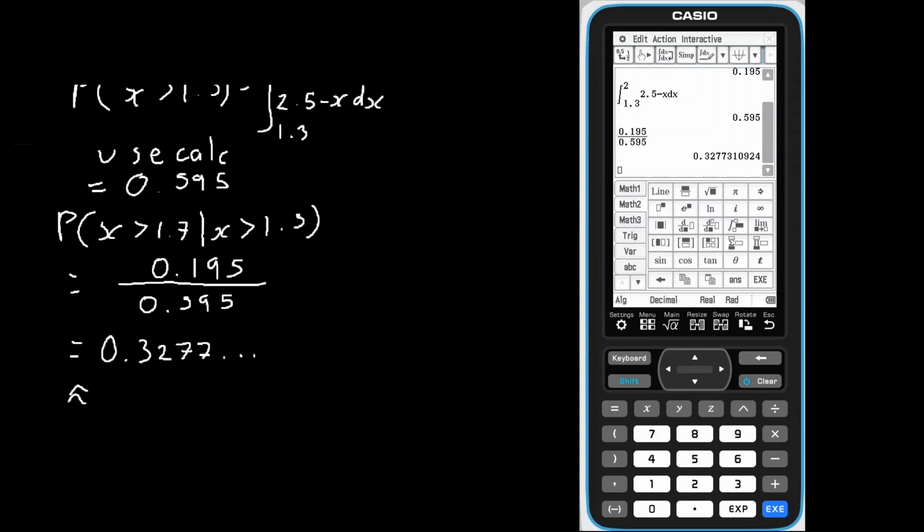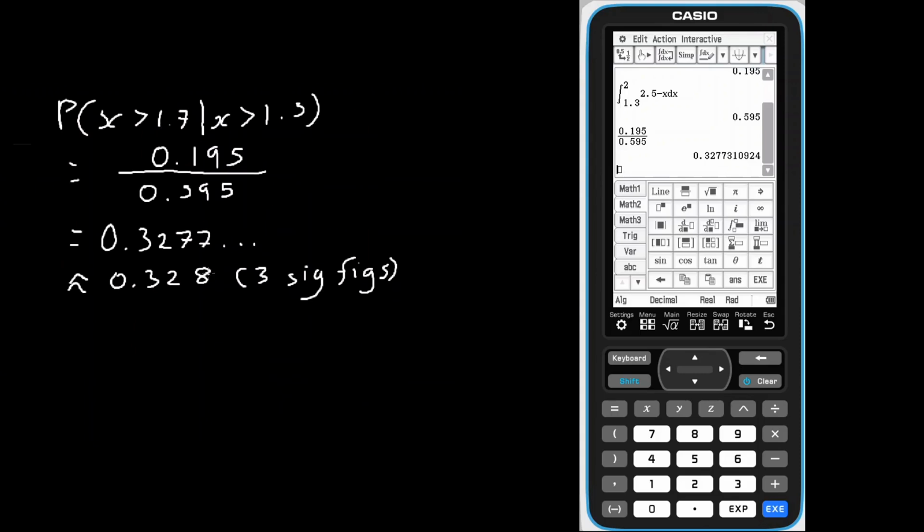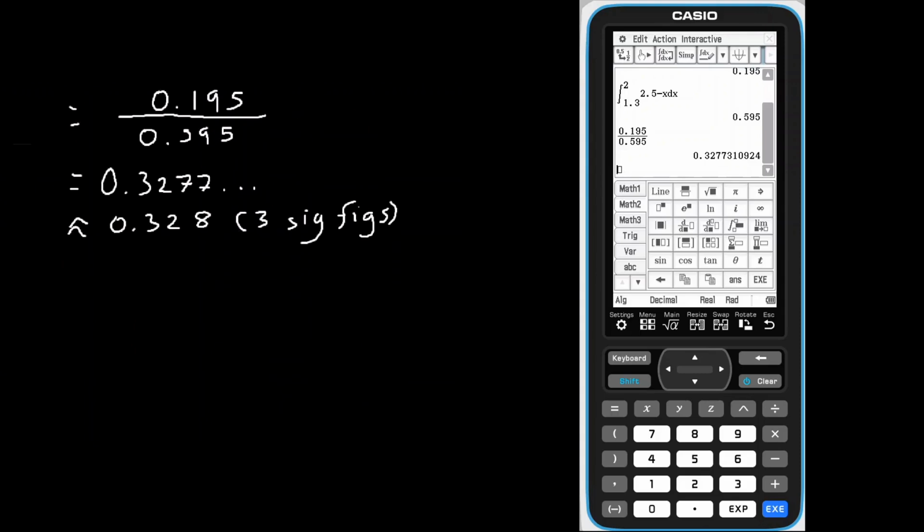You can round to a couple of significant figures. 3 sig fig. And that'll let the marker know what you're doing. Cool, let's go on to part D.